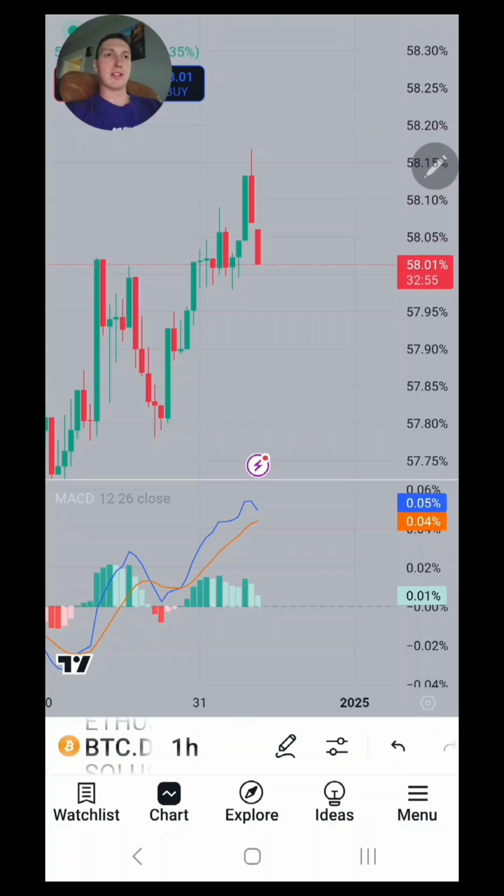And that's how we're going to get alt season, is all these people that are holding Bitcoin, they're going to pull some of that money out, or just new money entering the market and going straight into altcoins is going to drop the Bitcoin dominance. Bitcoin dominance needs to fall below 55% in order for us to get a real alt season, which is just around the corner.